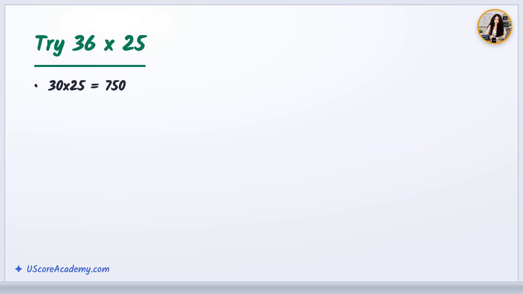Let's try 36 times 25. Split 36 into 30 plus 6. 30 times 25 is 750, and 6 times 25 is 150. Add them to get 900.